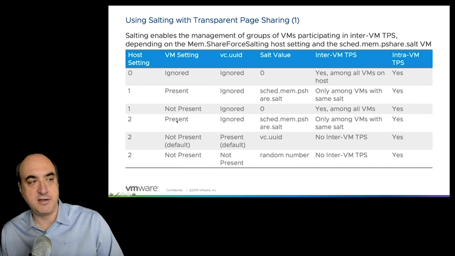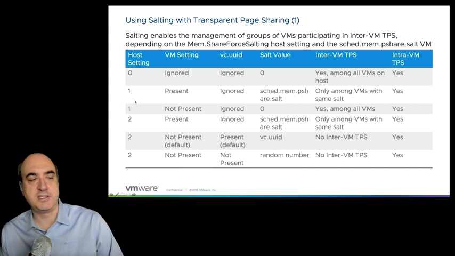The other setting, if you set the mem share for salting to 1, this changes that around a bit. That basically says, we're going to look for the sched.mem.pshare.salt value, which does not exist by default. But if it exists, we're going to go and only share with the VMs who have that value as common. But since that value doesn't exist by default, so not present is the standard, then everybody defaults to 0, which means that all the VMs who have the same salt value will all share with each other. So it's just a different approach.